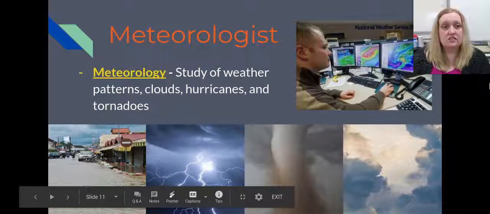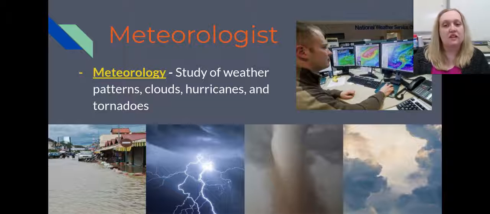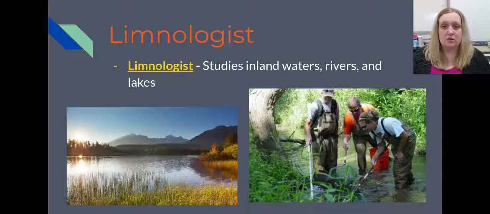Okay, meteorologists. Meteorologists are individuals that are going to study weather patterns, clouds, hurricanes, and tornadoes. They're going to look at floods as well. So the picture below here, we have a flood, there's lightning, a tornado, and then just some cloud structures. Meteorologists are seen on TV, so all of your local stations are going to have meteorologists to help predict the weather so people can prepare for any kind of bad weather that may show up.